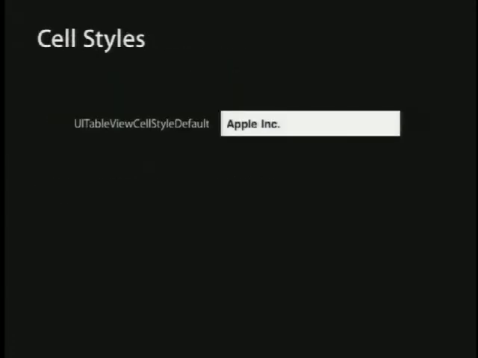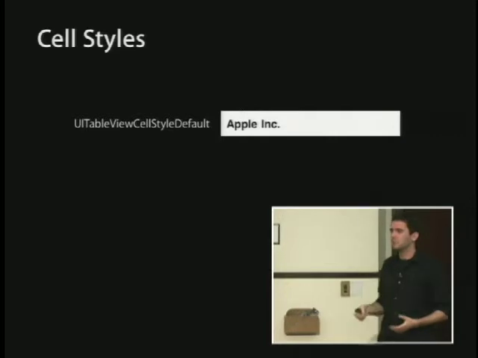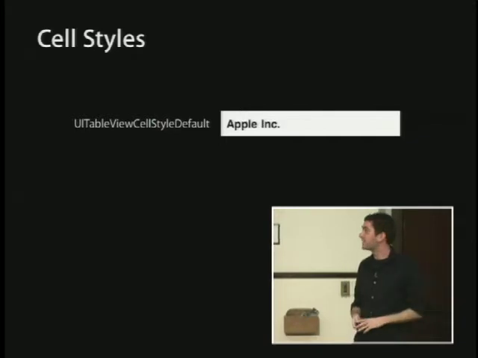So the cell styles. The default one is UITableViewCellStyleDefault, and that gives you just the single line of text that you're used to seeing in a lot of our applications, like the address book. It can also display an image. If you set an image, it'll display to the left of the text.